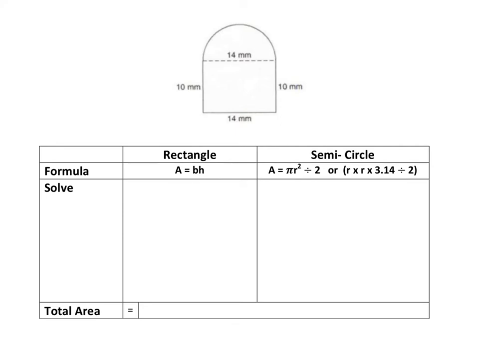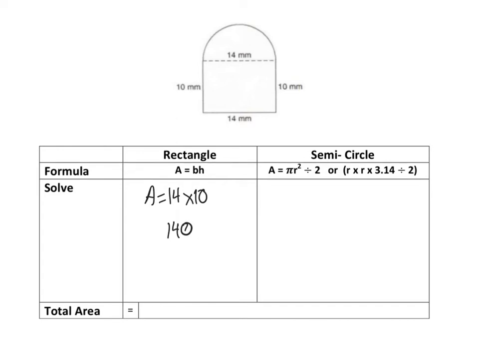Now we're going to move on to our last example. We have two different shapes. We have a rectangle here, and we have a semicircle or half a circle up top. So we need to figure out the rectangle first. It's the easiest, so we can start with that. The base is 14, and the height is 10. So we multiply that. 14 times 10 is 140.